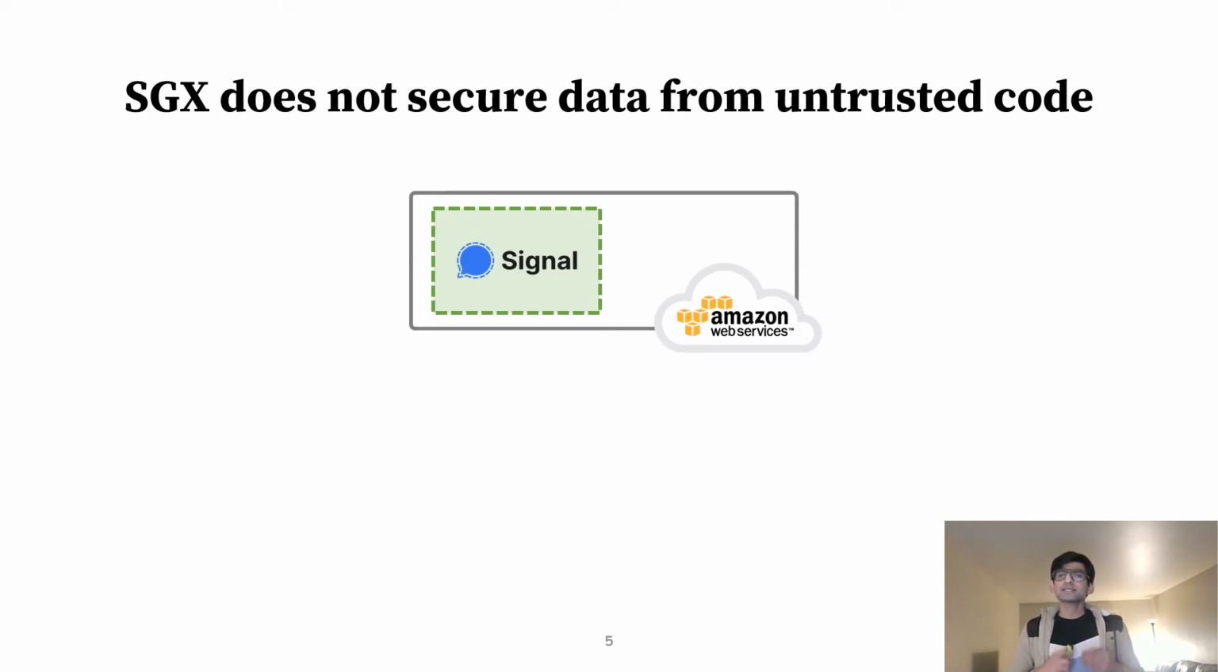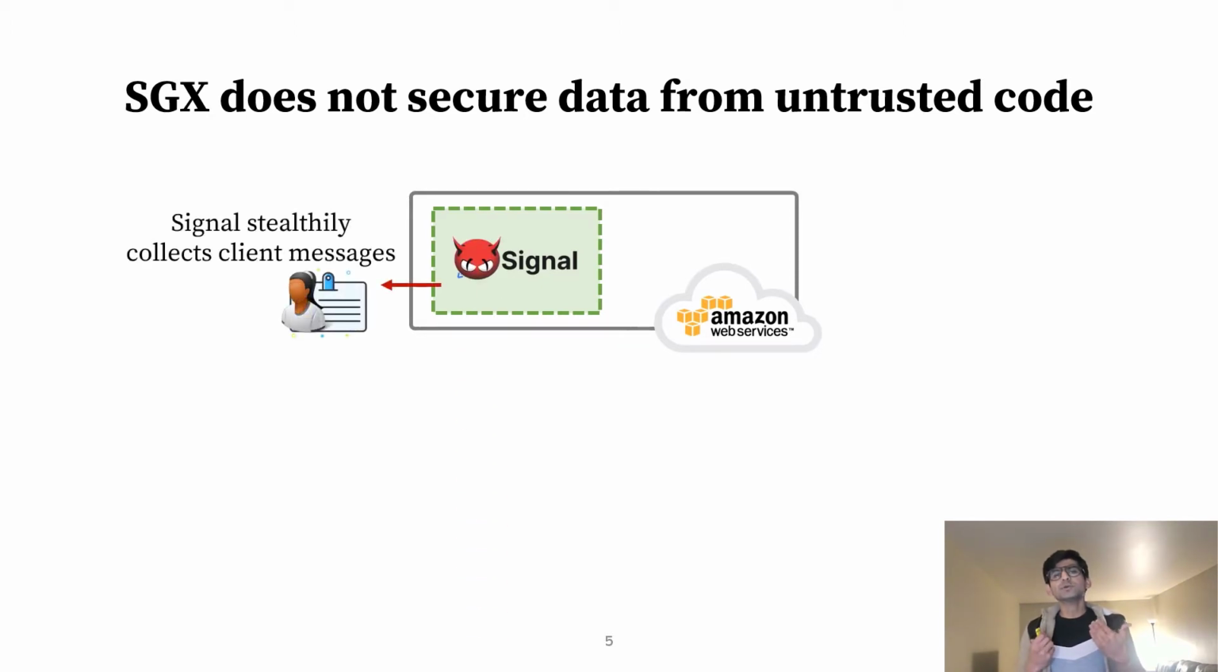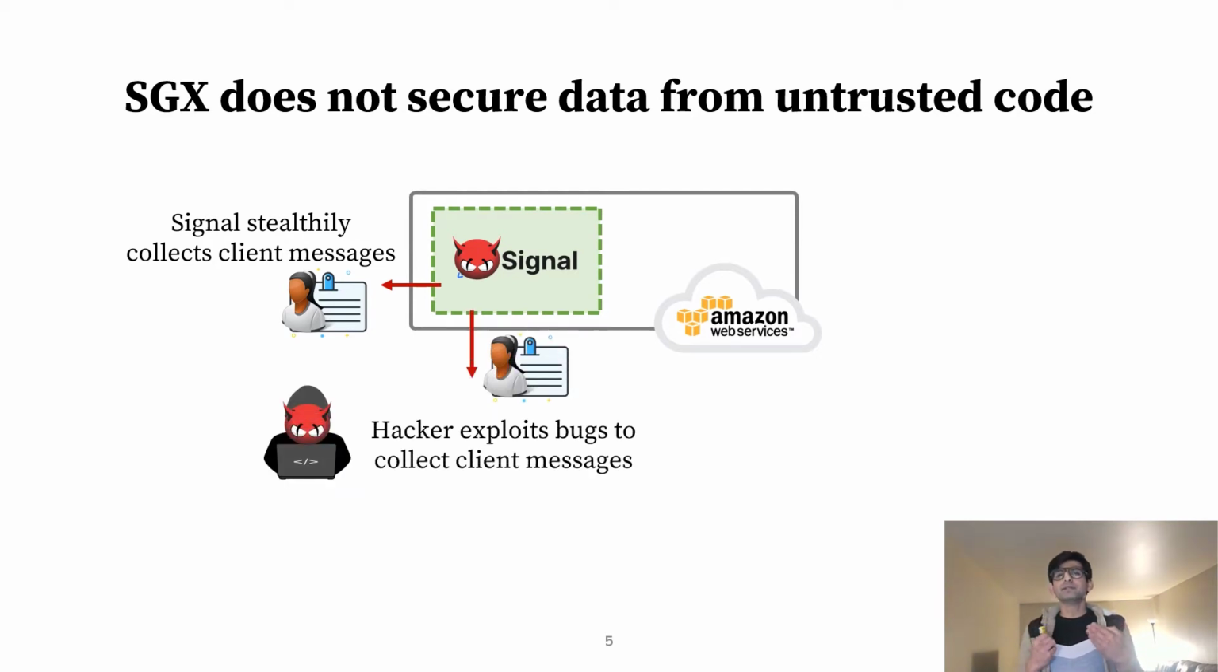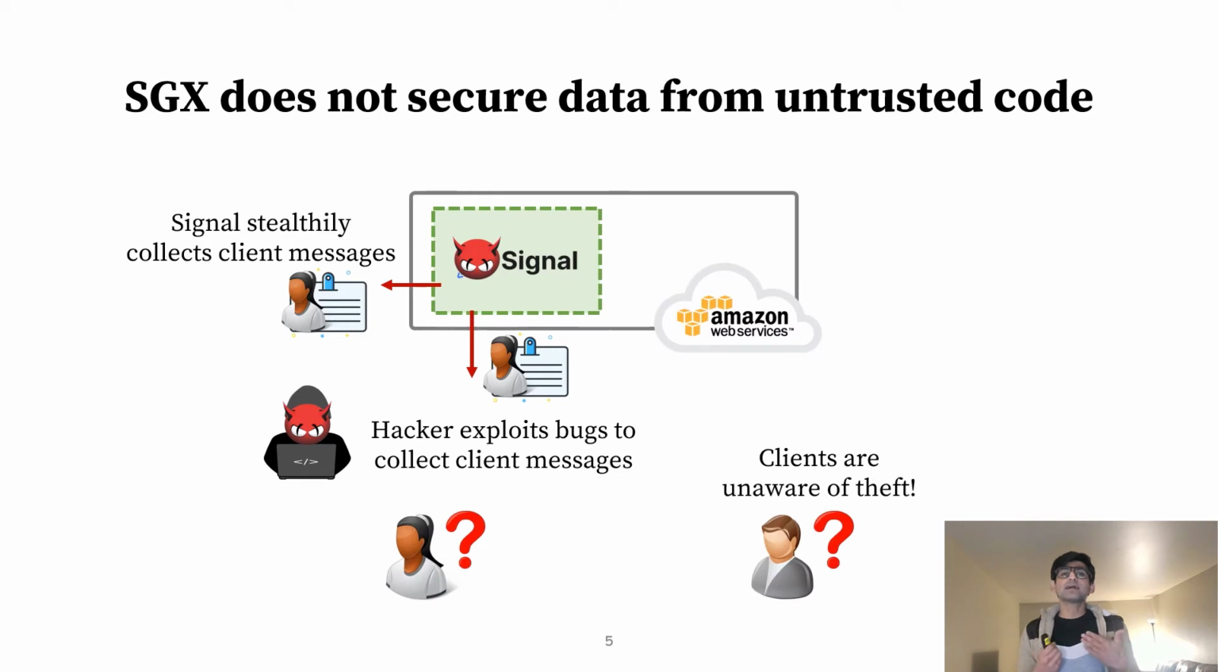So in the last example, if Signal service is malicious, what Signal could do is they could stealthily collect client messages. Even if Signal operates a benign service, they might have written a program that has critical vulnerabilities that might allow hackers to exploit the program and collect client messages. Worst of all, as clients, we would be completely unaware that this theft is actually going on.